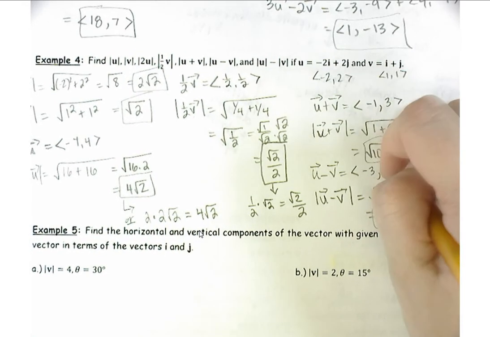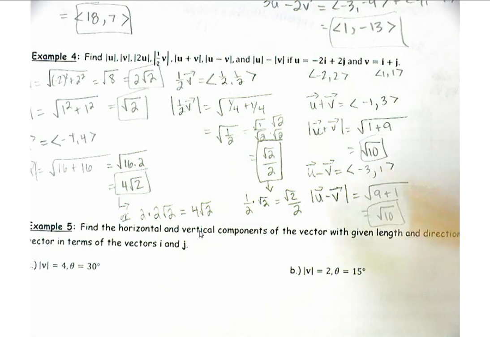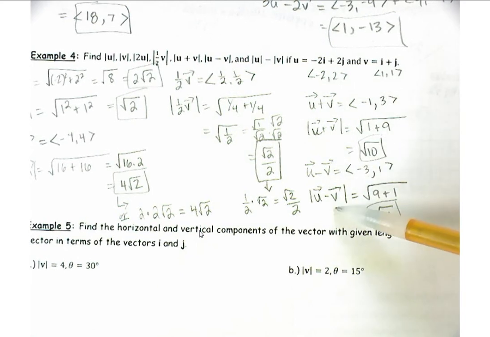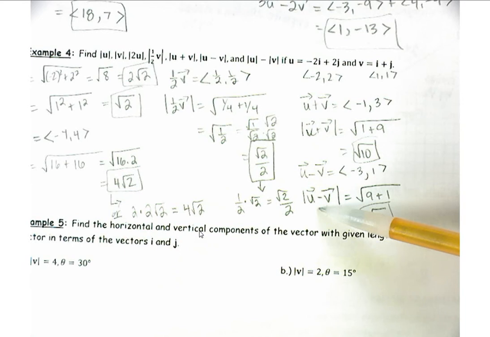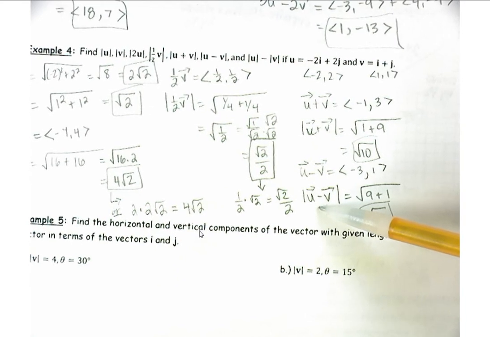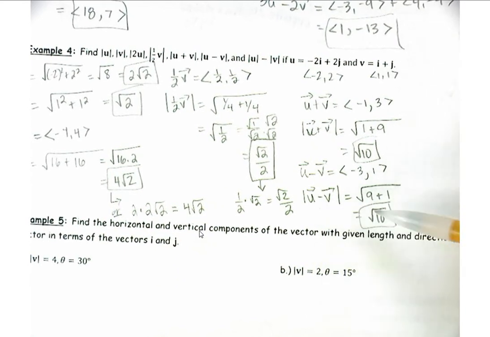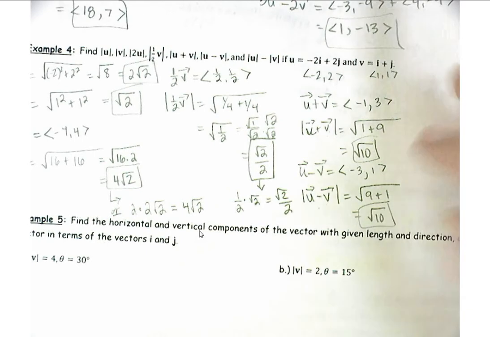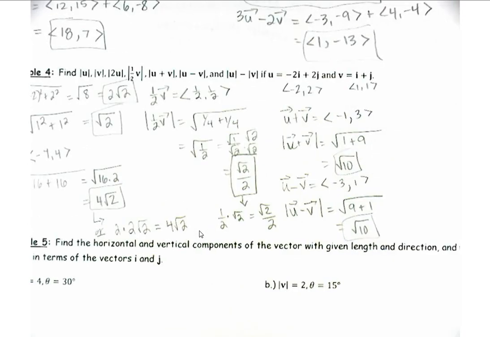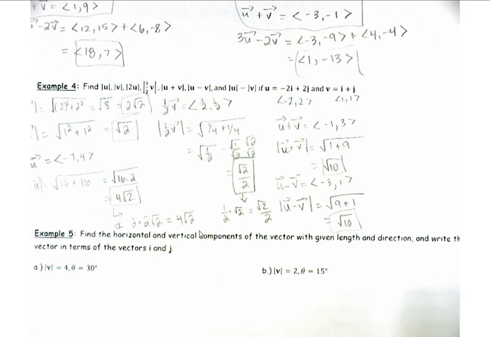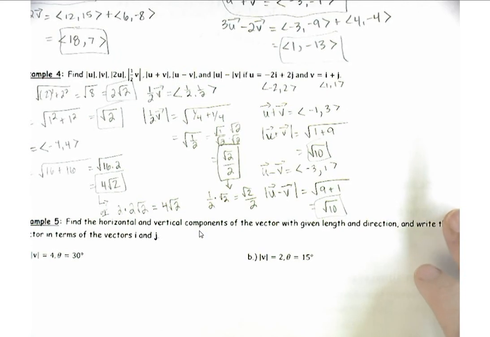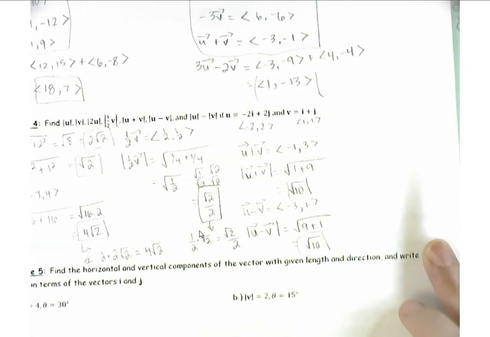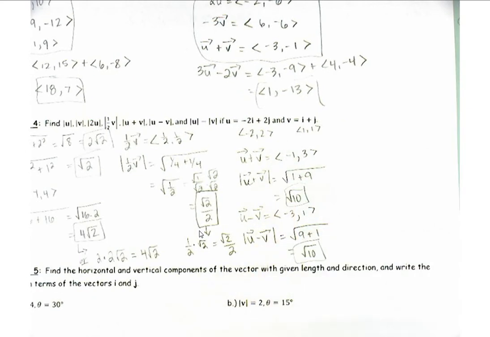And then do you guys remember from before how we said that u plus v and u minus v are going to form the diagonals of a parallelogram? Do you guys remember what type of parallelogram has congruent diagonals from geometry? Yep, a rectangle. Okay, so that means that these two together form that shape.